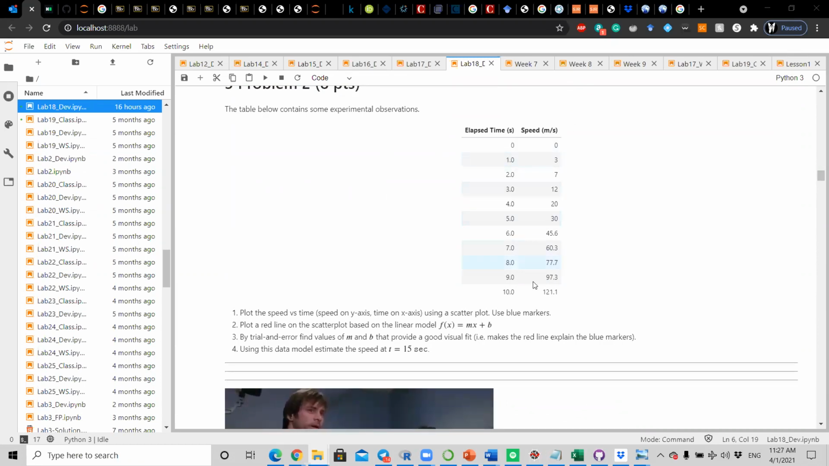So we have made some measurements. We used the timer and we said, okay, at time equals 0, speed was 0. At time equal 1, speed was 3. At time equal 8, speed was 77.7 meters per second, and so on. This is our historical data. What about t equals 15 seconds? Is this historic data?